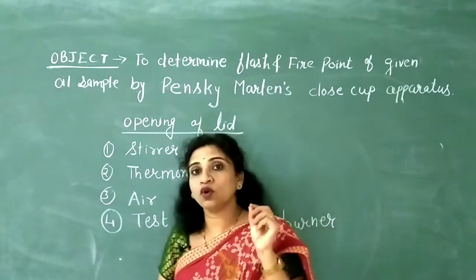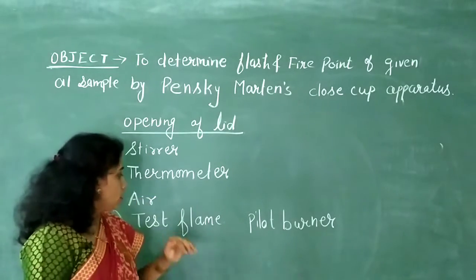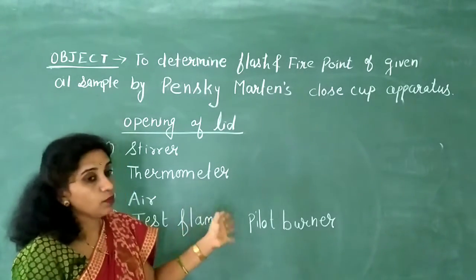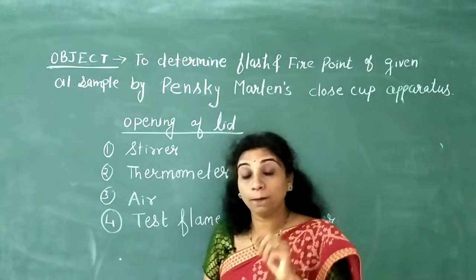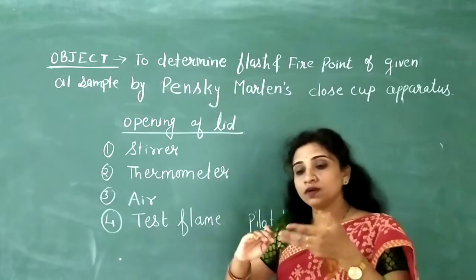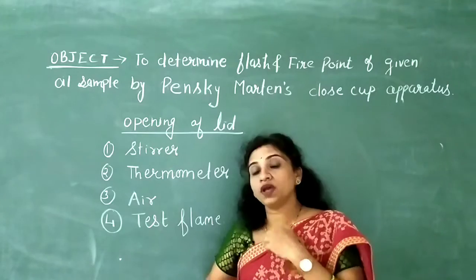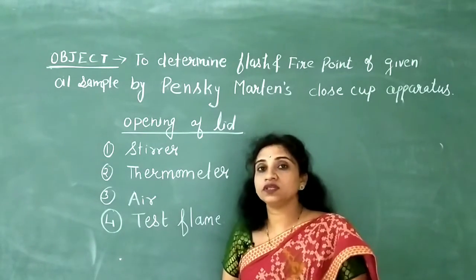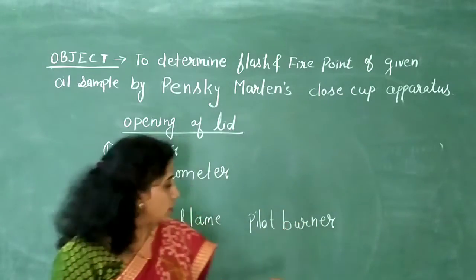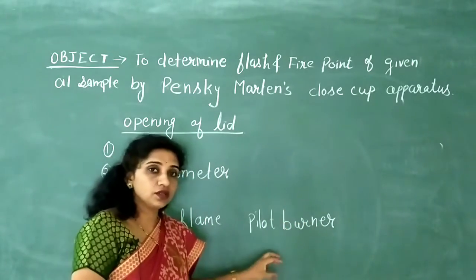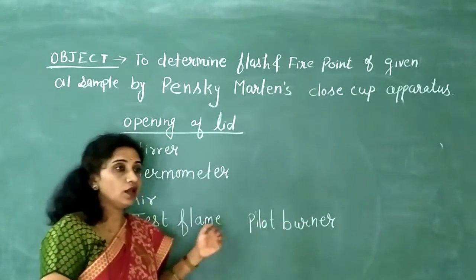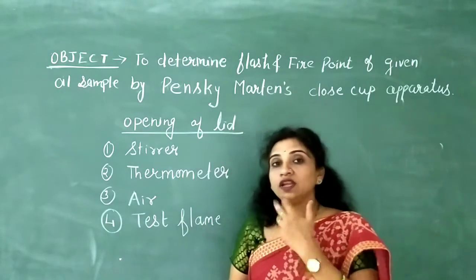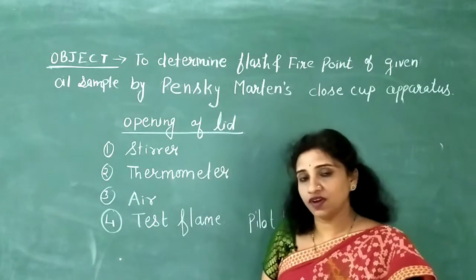One opening is also provided in the lid for the pilot burner, and this one is for the test flame. A pilot burner is also provided in this apparatus. When the test flame comes in contact with the vapors, sometimes it gets extinguished. So for relighting the test flame, the pilot burner is attached in this apparatus. By the pilot burner, the test flame is lighted again and ready for determination of flash and fire point.